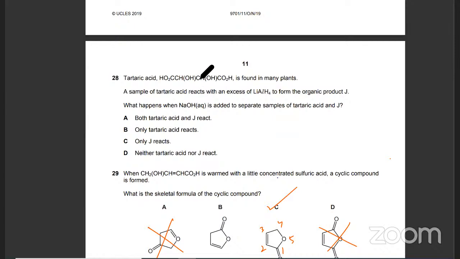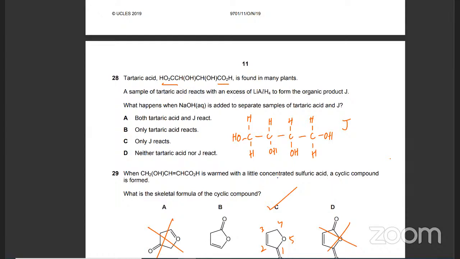So coming back to this, this is the tartaric acid, and it forms J. What is going to be reduced? I think the carboxylic acid at both ends, right? The middle part is CHOH, another CHOH, and you've got a carboxylic acid over here, so that will turn into a primary alcohol. The other side was also a carboxylic acid, which will turn into a primary alcohol. So this is your compound J. What happens when NaOH is added to separate samples? Will NaOH react with this? Does NaOH react with alcohols? Yes.